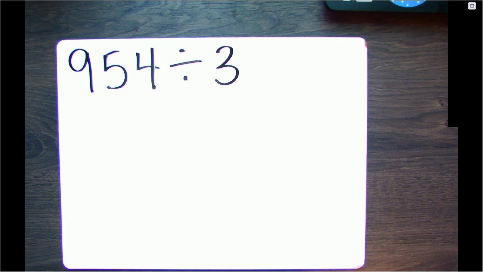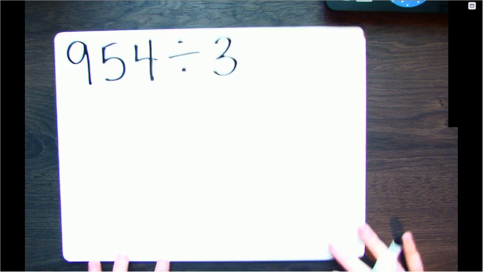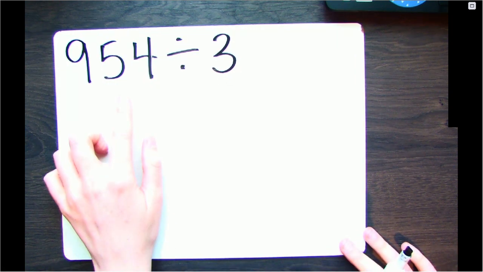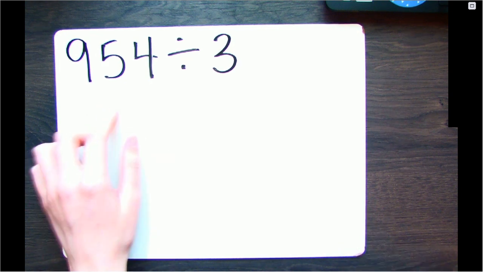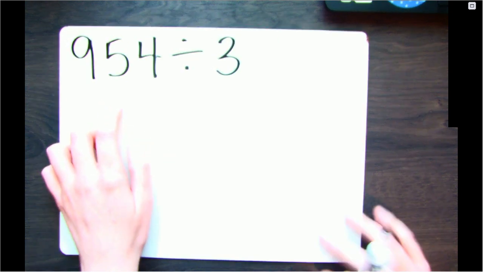And also, because each digit will be in its own box, it's going to be a little bit easier for us to see where we're at in the problem and how to do it. So just like when we multiplied, we had one box for each digit. We're going to do the same thing for this.